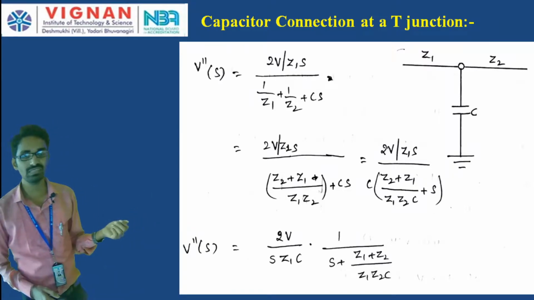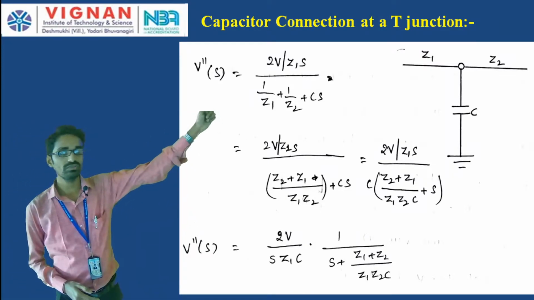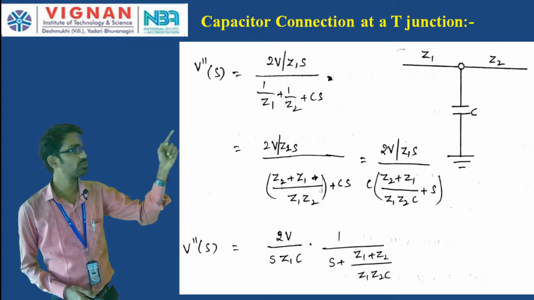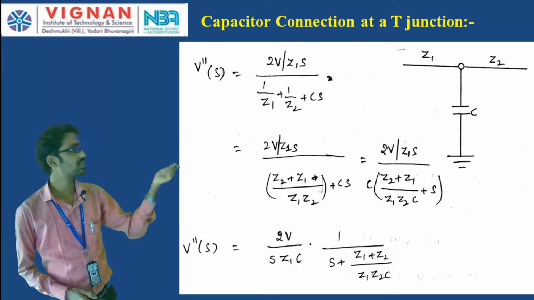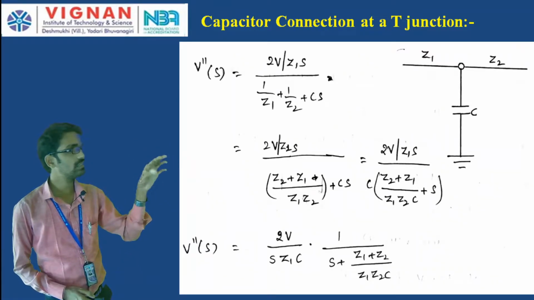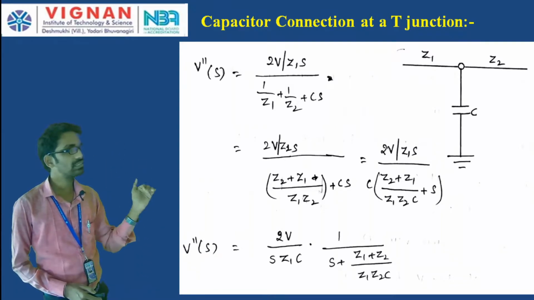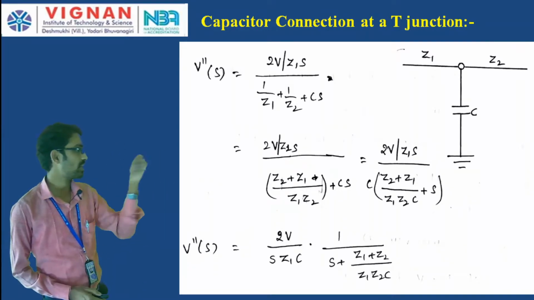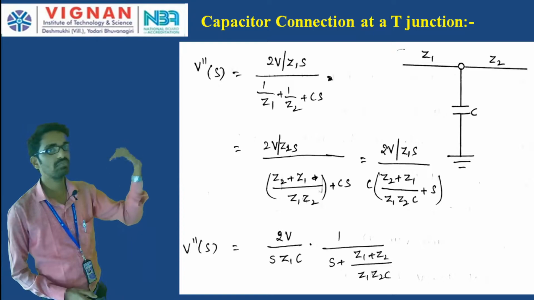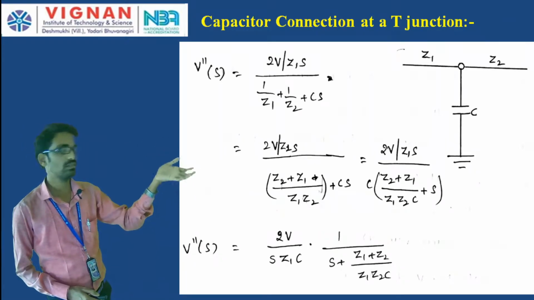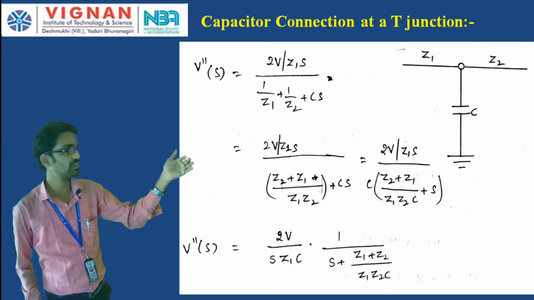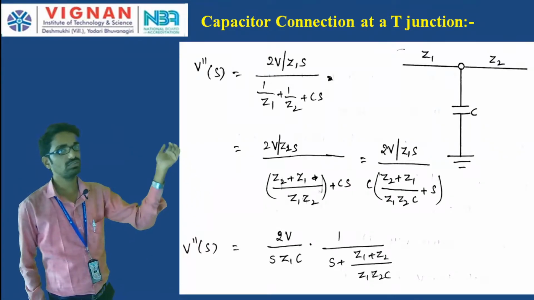Behavior of the refracted voltage means V double dash of S is equal to 2V by Z1 into S by, 1 by Z1 plus 1 by Z2 plus, actually we got 1 by Z3 when studying the bifurcated line, but here I am placing a capacitor, so 1 by 1 by CS, and that becomes CS in the denominator. That is 2V by Z1 into S by 1 by Z1 plus 1 by Z2 plus CS.